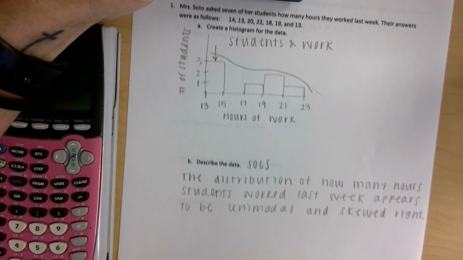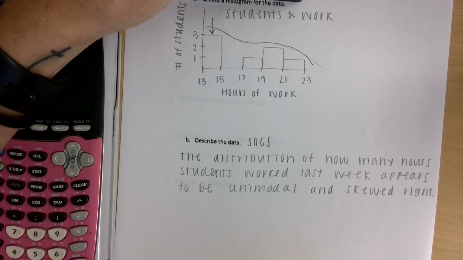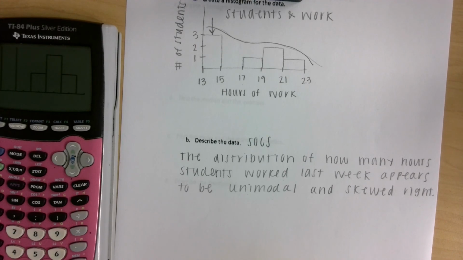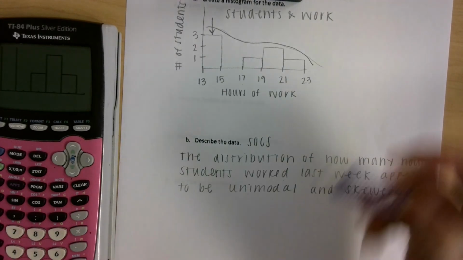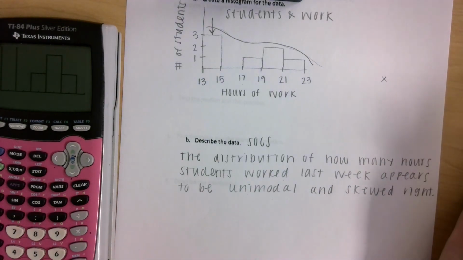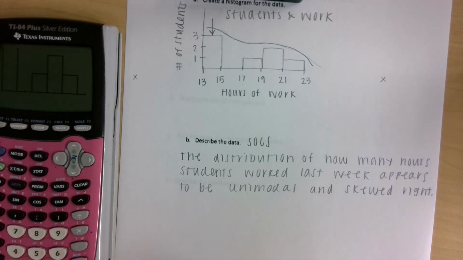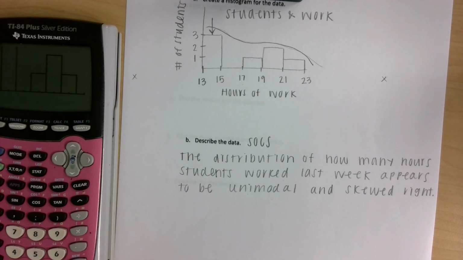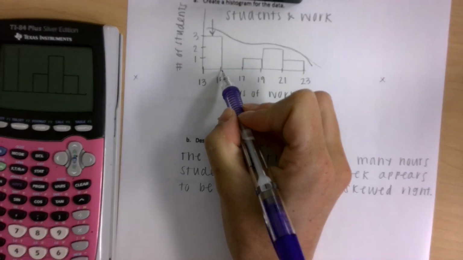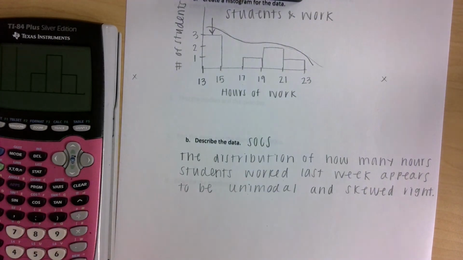Moving on to O, I would then talk about outliers. Now, I don't see anything that looks super crazy. There's no students that worked 50 hours over here. That would be an outlier. I don't see any students that worked 0 hours. That would definitely be an outlier. I'm not seeing any big outliers, but I am noticing that there's a gap. No students worked between 15 and 17 hours.